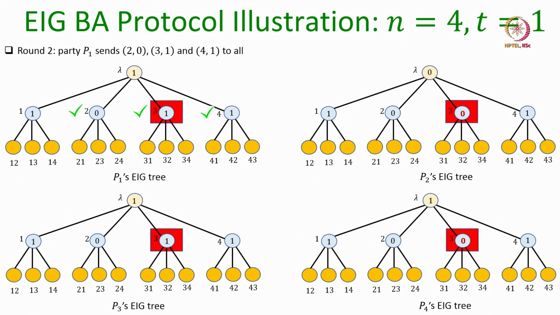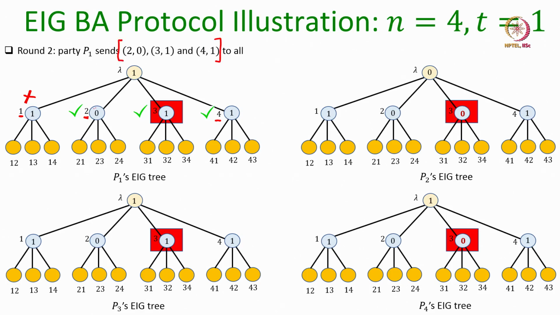Now, let us see what happens during round number 2. In round number 2, let us see what P1 is going to do. So, P1 is supposed to send the value of all the nodes at layer 1 except for this node. Why will the value of this node not be communicated? Because it has a label which includes party number 1, whereas the labels of these nodes do not include the party number 1 as one of the indexes, right. So, that is why party 1 will send this message to everyone.